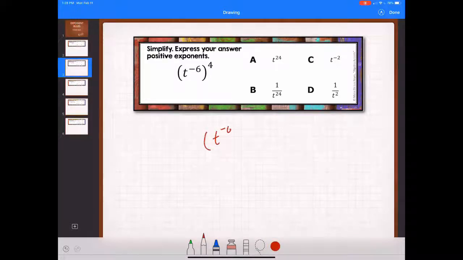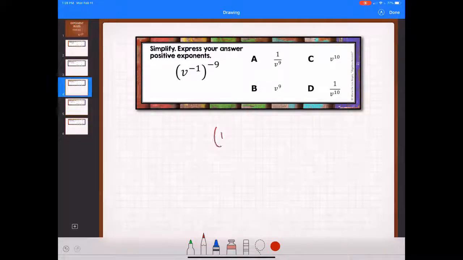t to the negative 6 raised to the 4th power. So we're going to multiply those two together. 4 times negative 6, that's negative 24. And then, using what we know about negative exponents, we are going to bring that negative exponent to the other side of the fraction so that the denominator is t to the 24th power, and that would be 1 over t to the 24th. Answer choice B.